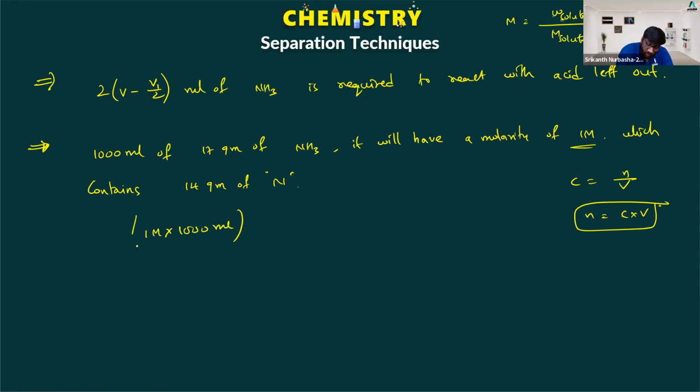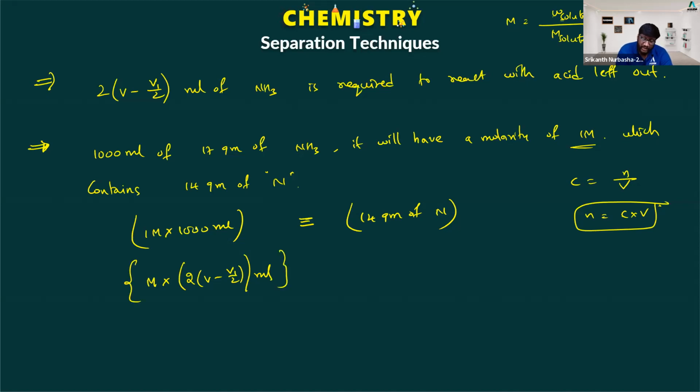1 molar into 1000 ml is equivalent to how many grams of nitrogen? 14 grams of nitrogen. How much molarity have we taken for ammonia? Molarity M. What is the volume of ammonia? 2 into (V minus V1) by 2 ml. Yes or no? 1 molarity into 1000 ml is equivalent to 14 grams of nitrogen. Molarity M into V, 2 times that of (V minus V1) by 2 ml of ammonia, is equivalent to how many grams of nitrogen? Cross multiplication.